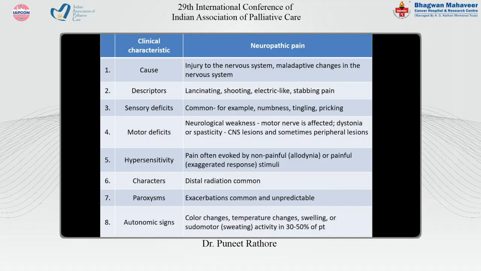Before going on with the tools, we must know a few important key characteristics of neuropathic pain. Once the key characteristics of neuropathic pain are identified, it becomes very easy to screen and assess neuropathic pain using various available questionnaires. If a person suffers from neuropathic pain, the description of pain he gives is like shooting, lancinating, electric-like stabbing. Sensory deficits are common. For example, he complains of tingling sensation, numbness, pricking. Motor deficits may be present as neurological weakness, dystonia, or spasticity.